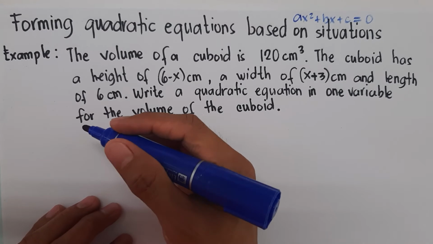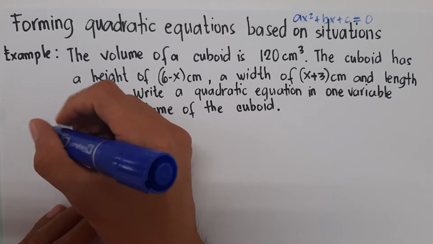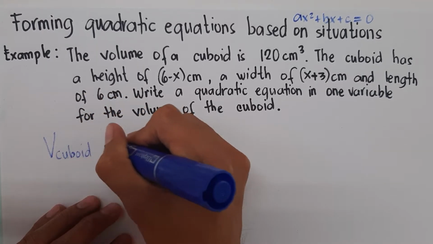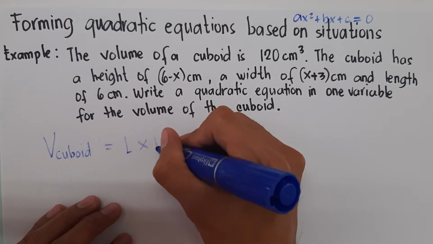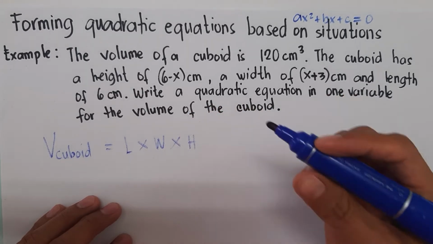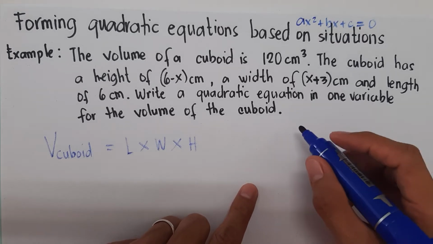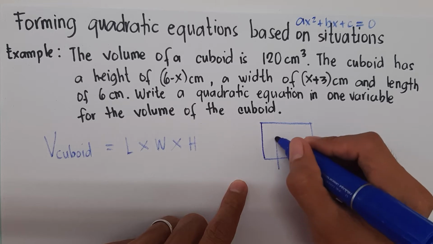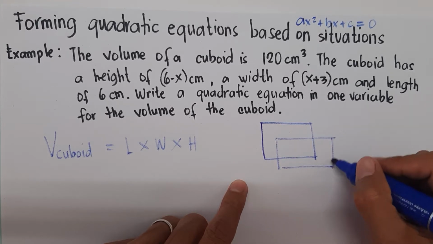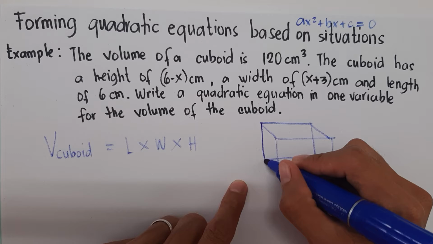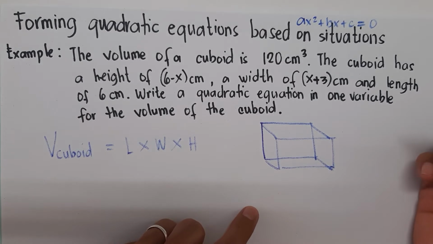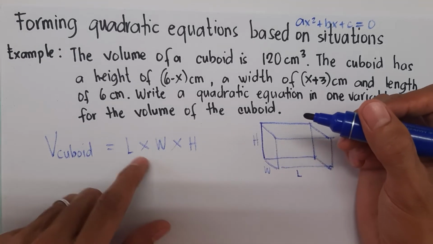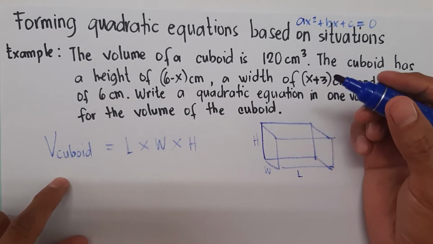So let's just remember first, what is the formula for the volume of a cuboid? Volume of a cuboid is equal to length times width times height, right? So if you remember, a cuboid looks like this. A cube is a perfect 3D of a square. A cuboid is somewhat rectangular, where we have the length, the width, and the height. Remember also that these can interchange.